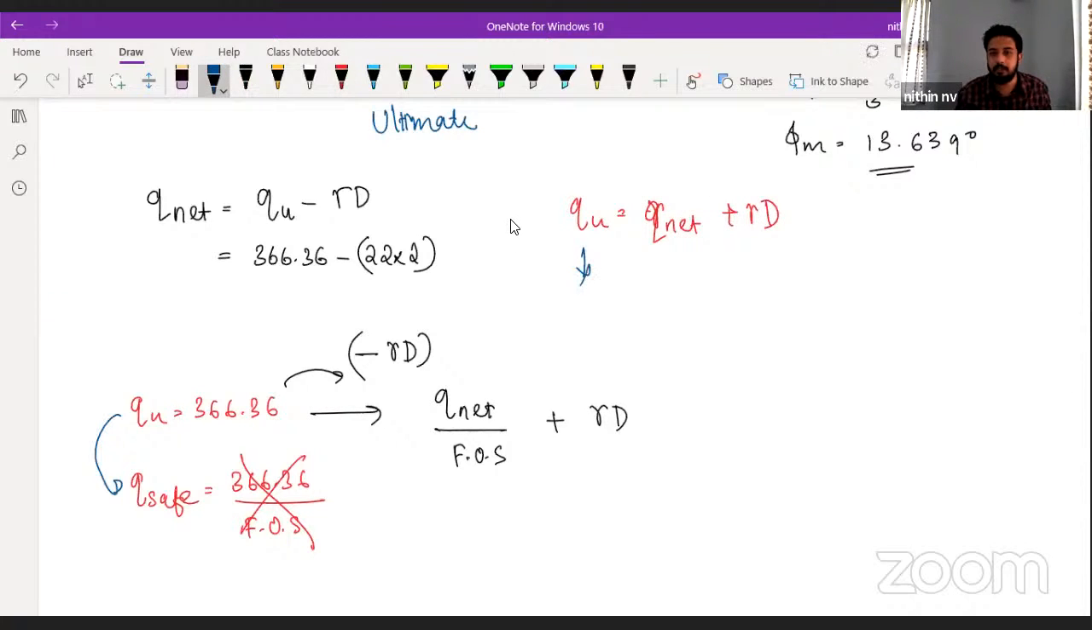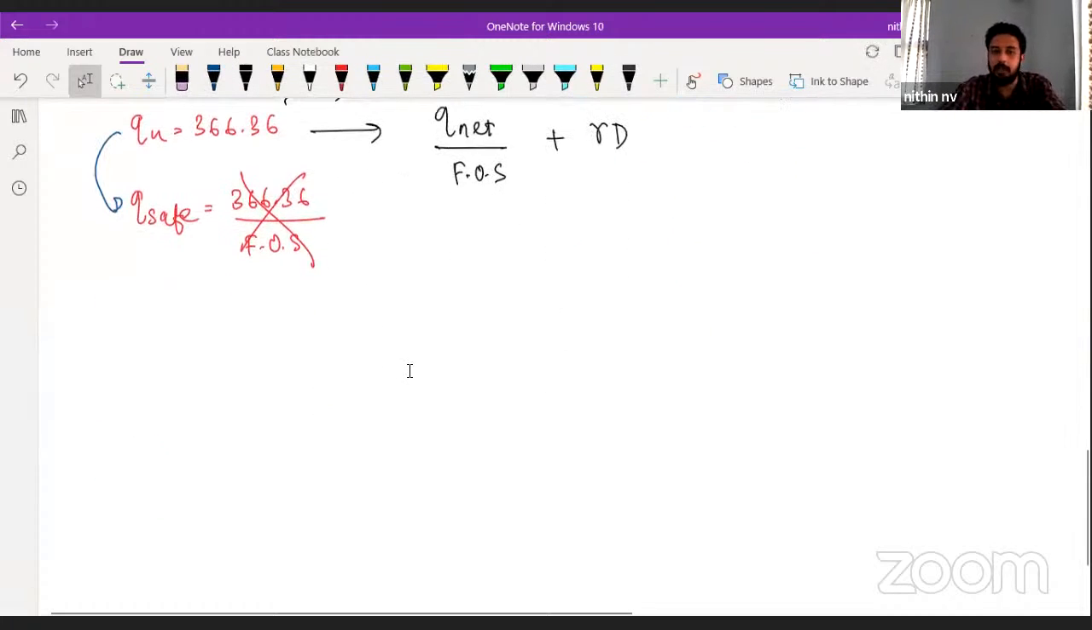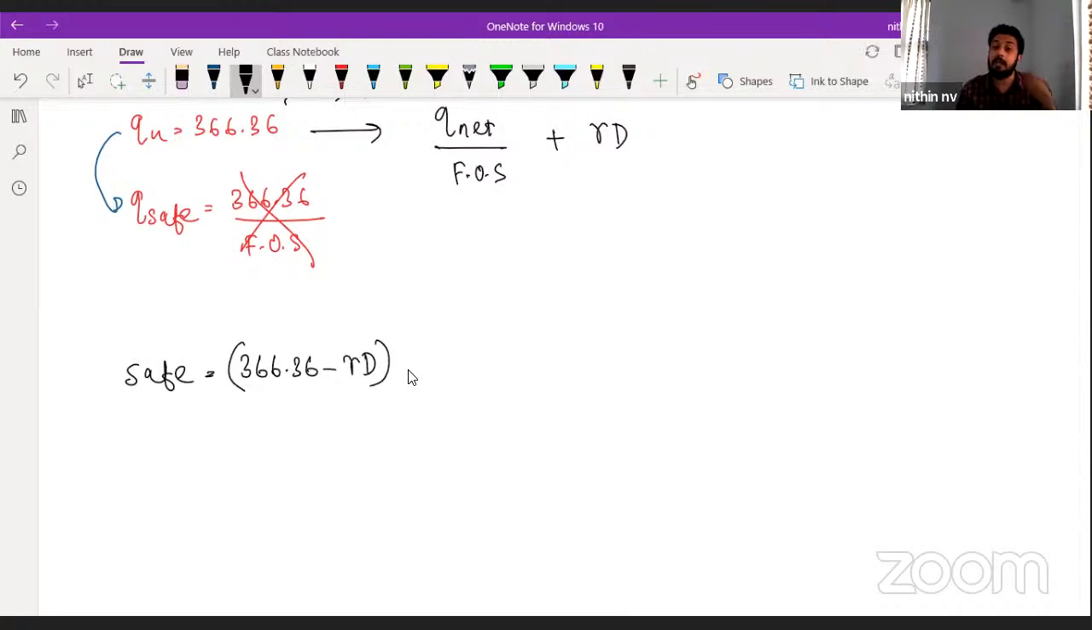So if you want to find the safe value, we will divide only the Q net value with the factor of safety, then we will add gamma D. Is it clear? So calculate how much the safe bearing capacity will be. Safe bearing capacity will be 366.36 minus gamma D, which is the net bearing capacity, divided by factor of safety, then you have to add gamma D.